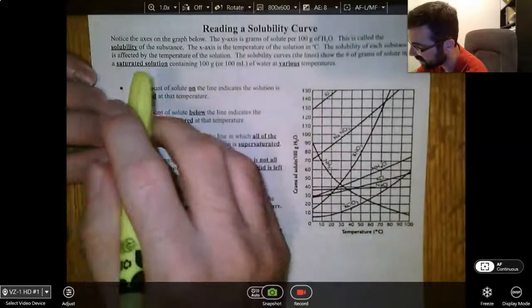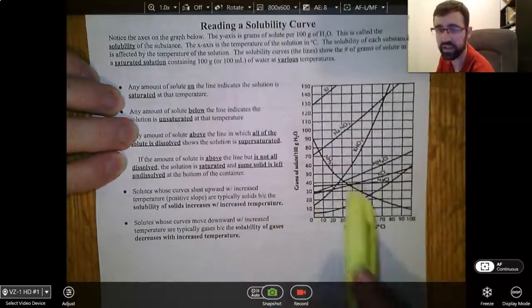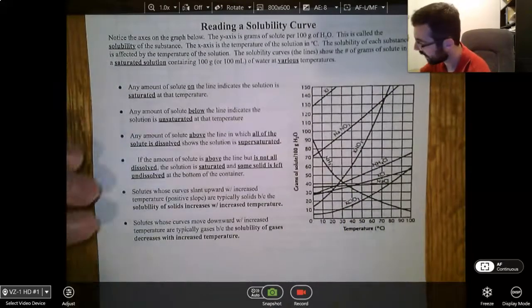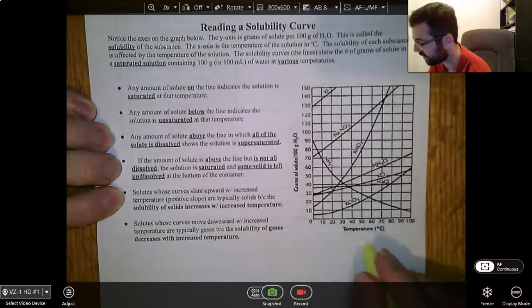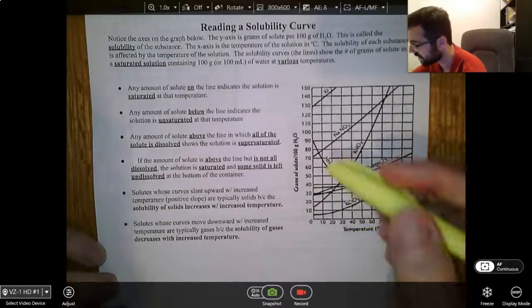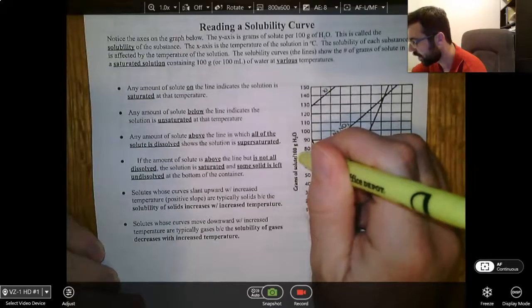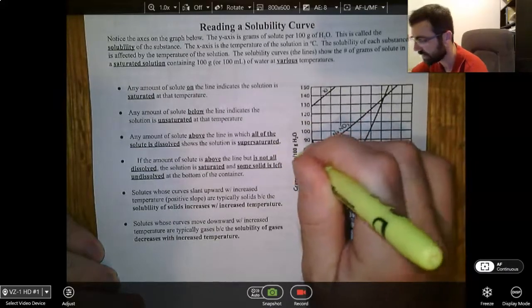Notice the axes on the graph below. So this is a solubility curve. You've seen a couple of these in the notes previously, but we didn't really talk about them. So first we want to notice the axes. Down here, this is temperature in degrees Celsius, if that's not clear on your camera or on the video. And this is the number of grams of solute that will dissolve in 100 grams of water. So it's specific to 100 grams of water.